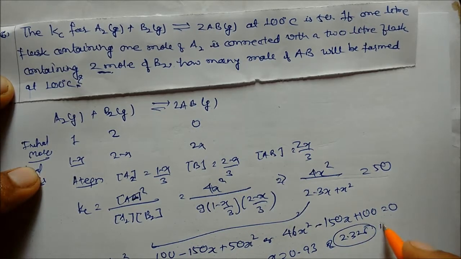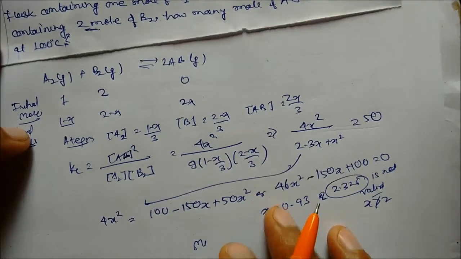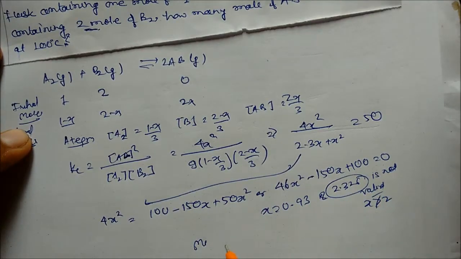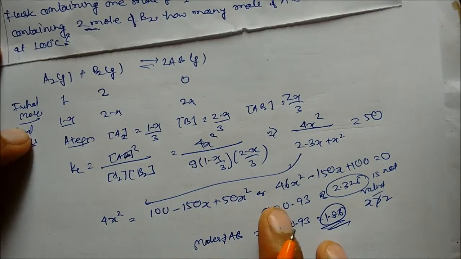So 2.326 is not valid because it is greater than 2, so it is cancelled. Here the moles of AB will be 2 into 0.93. On solving, we will get 1.86. So this is our answer.